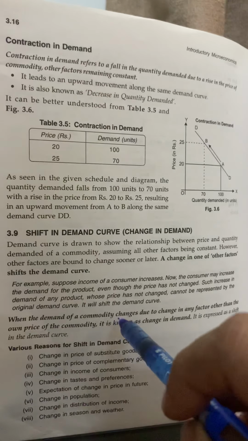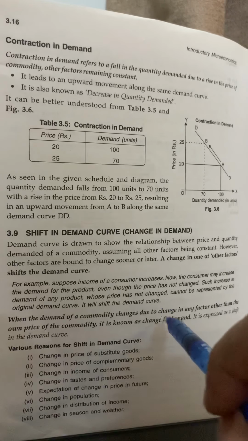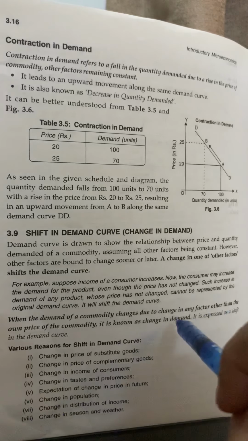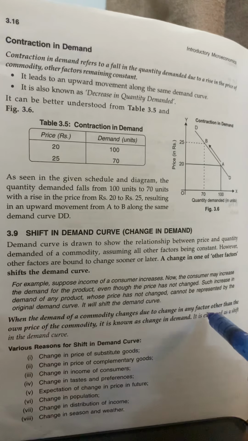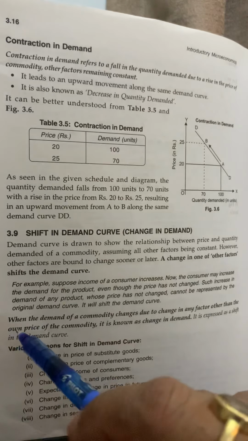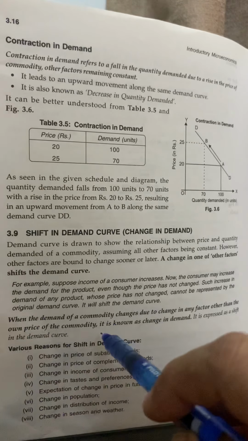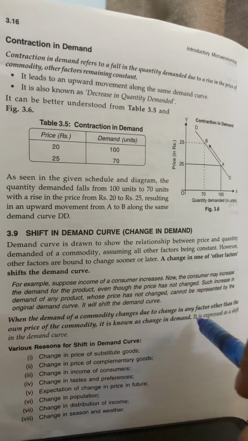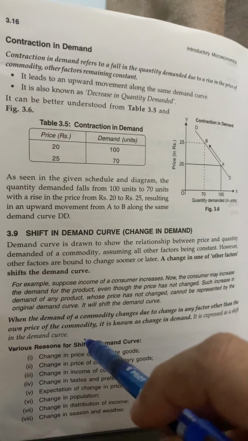When the demand of the commodity changes due to the change in other factors, or due to the change in any factor other than the own price of the commodity, it is known as change in demand. It is expressed as shift in the demand curve.